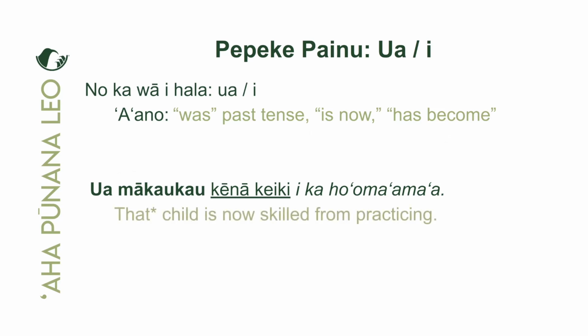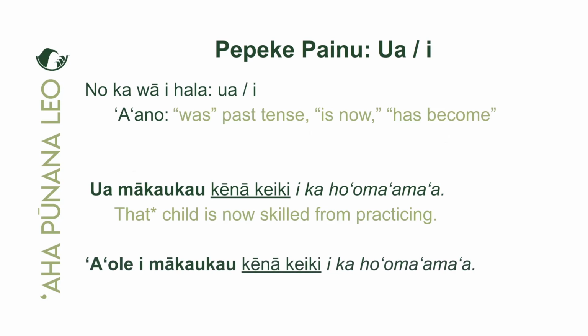So let's take a look. That child is now skilled from practicing. Okay, so let's say a few weeks ago, the keiki just started to learn this new sport, and he or she wasn't so mākaukau at that time, but now he or she is. So we can say, ua mākaukau ke keiki i ka ho'oma'ama'a. That child is now skilled from practicing, or because of practicing. Okay, so this keiki is mākaukau. So let's take a look at how to negate this.